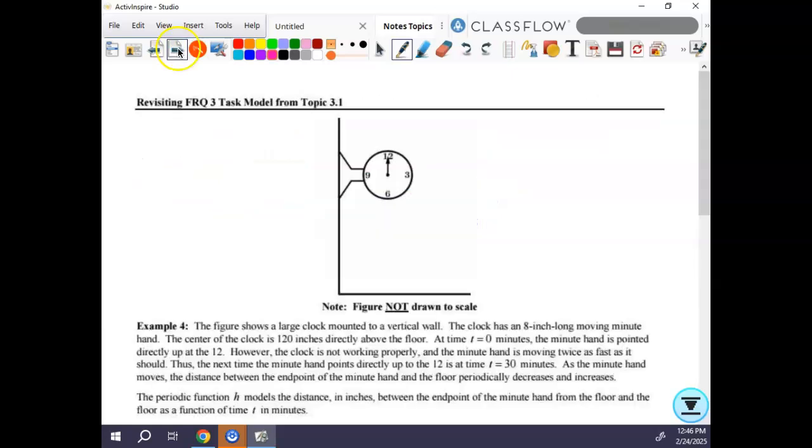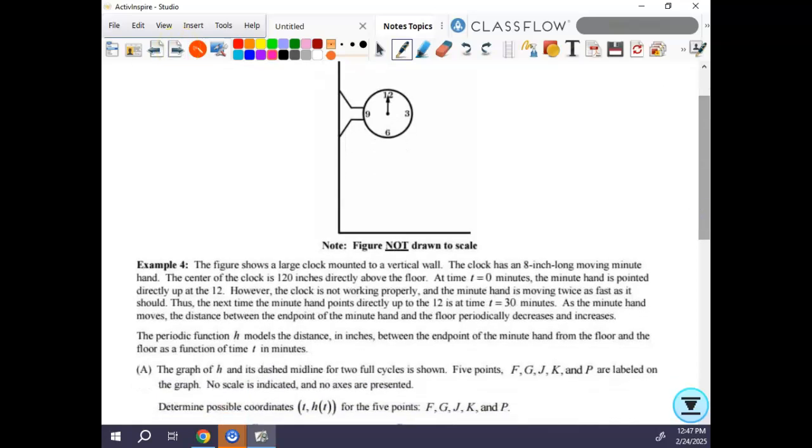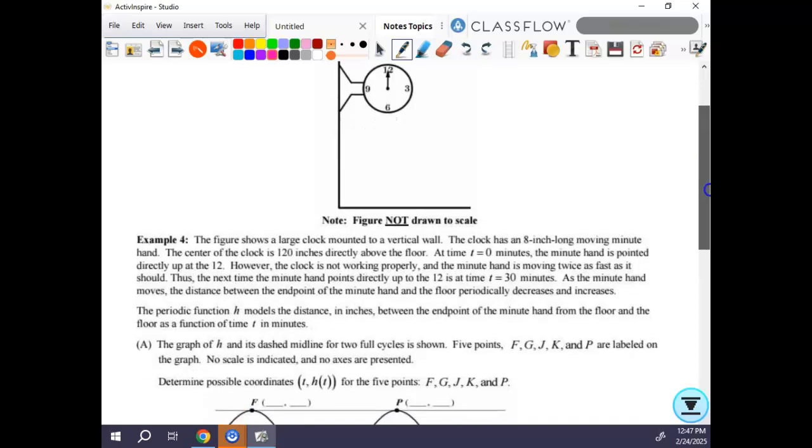Let's look at this clock again. So the prompt here is exactly the same as what we looked at last time. I'm asking you some different questions on it, but we'll go through it kind of quickly since we've already done it. This figure shows a large clock. It has an 8-inch long moving minute hand. So this is 8. We've got to label as we do this. The center of the clock is 120 inches directly above the floor. So right here, this is 120.